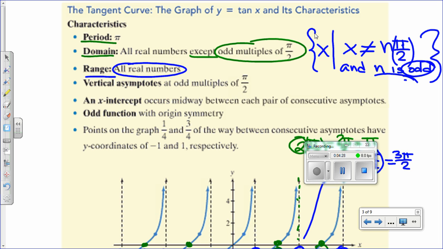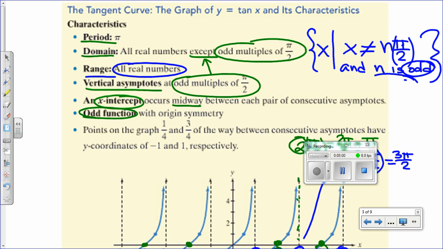So now we're ready to talk about the asymptotes, every odd multiple of pi over 2. Since those are vertical asymptotes, it makes sense that we exclude them from the domain, correct? Because the tangent is undefined there. Now, the x-intercepts, like I was telling you, occur at the midpoint between each 2 consecutive asymptotes, just like you guys found them over there. The tangent function is odd, and it looks like a cubic function, right? And so it is symmetric with respect to the origin.